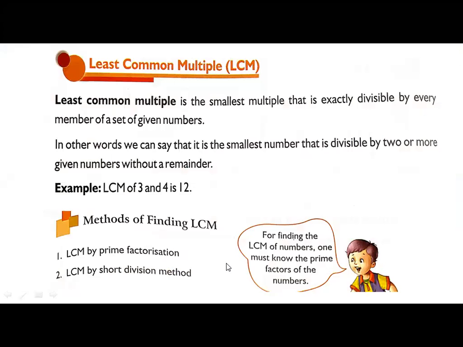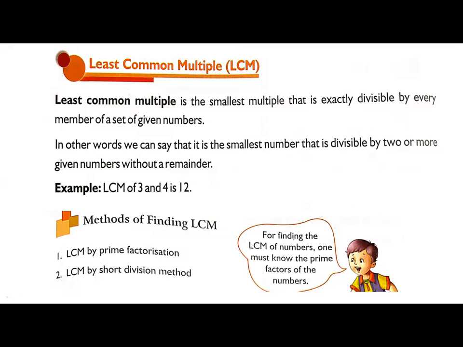First, what is meant by LCM? Least common multiple is the smallest multiple that is exactly divisible by every member of a set of given numbers. In other words, we can say that it is the smallest number that is divisible by two or more given numbers without a remainder. So least common multiple means the smallest multiple of the set of given numbers.